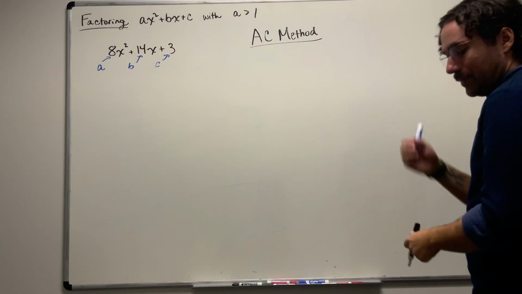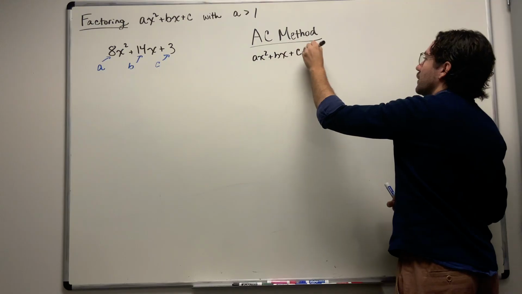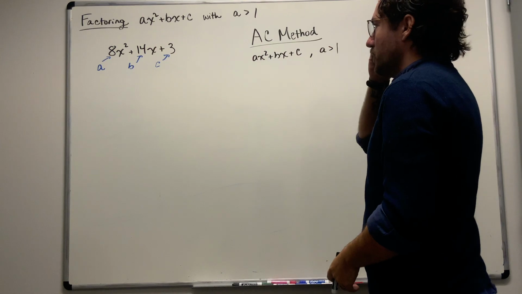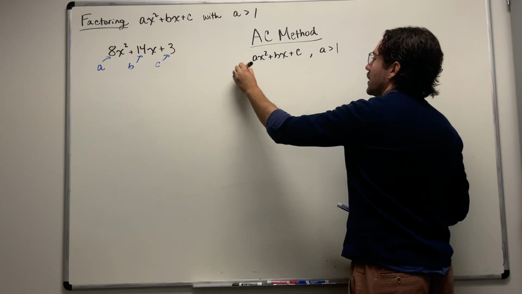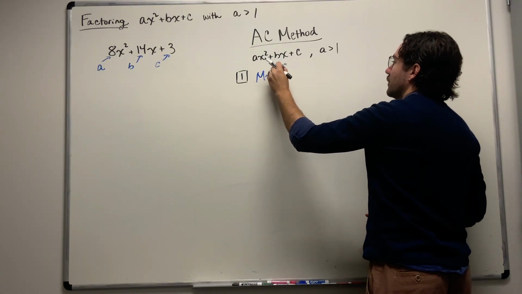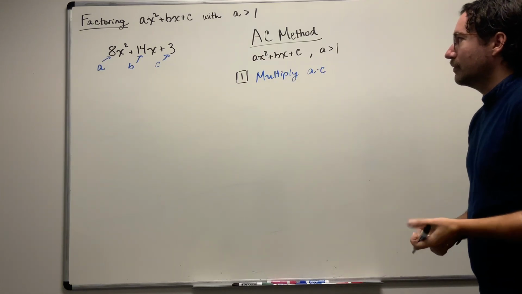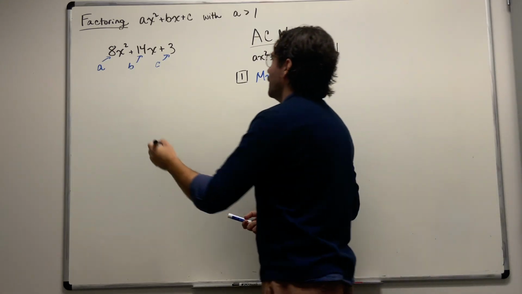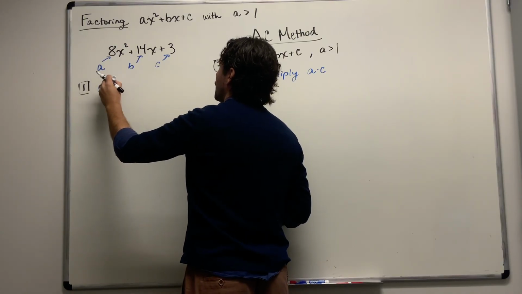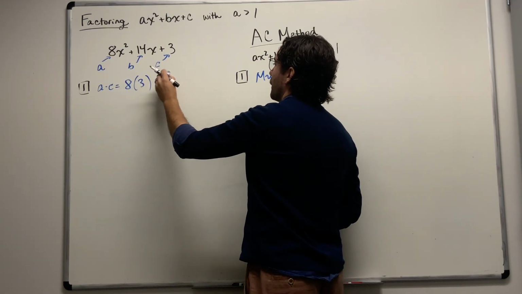So our first step, we're factoring something like ax squared plus bx plus c, where the A value is greater than 1. I suppose we should first see that we're in this condition, which we are. But I'll say officially our first step will be to multiply the A and the C terms together. So we'll say multiply A times C. That's why it's called the AC method. So for me over here, step 1, I'm going to do A times C, which is 8 times 3. So that's positive 24.